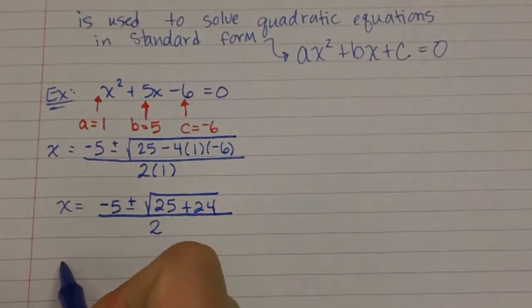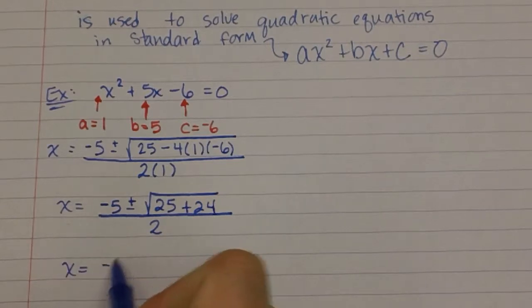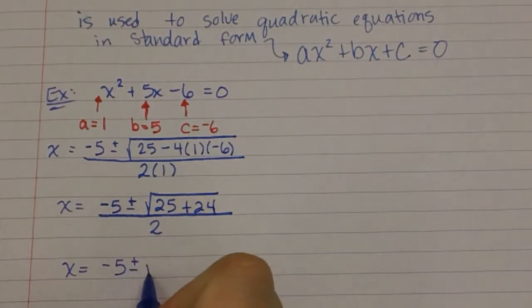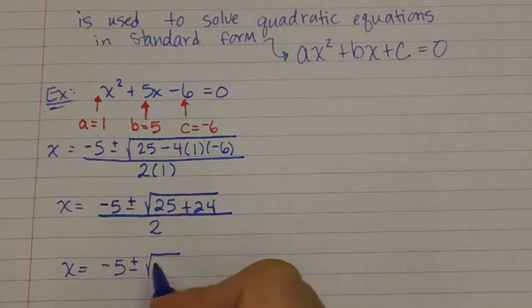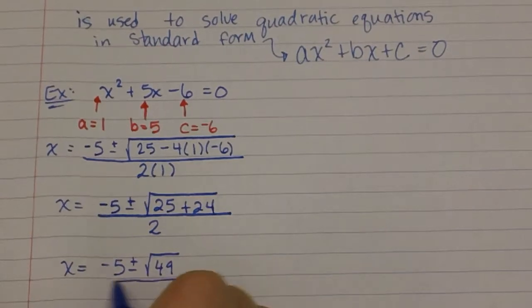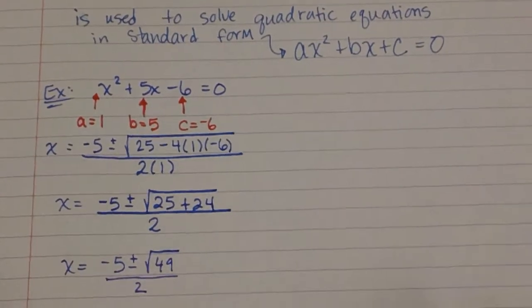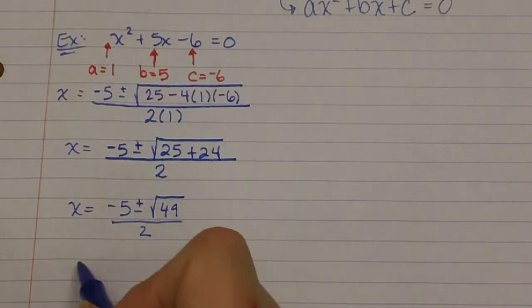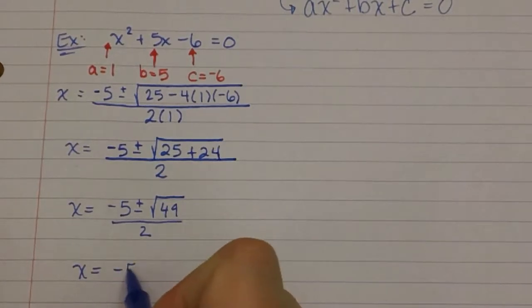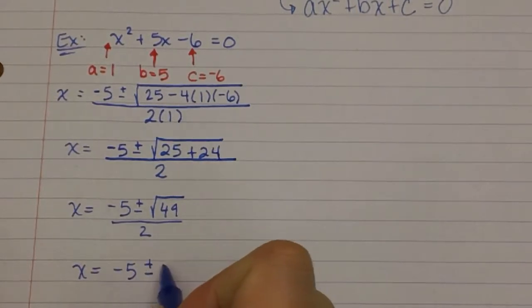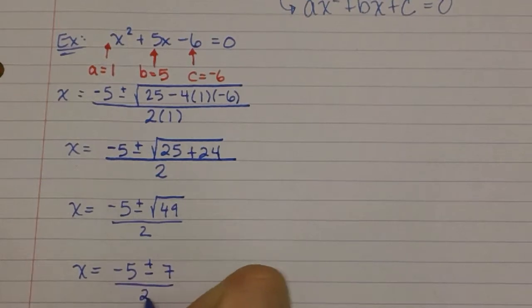And then we're going to simplify the radical. So x will equal negative 5 plus or minus the square root of 25 plus 24, which is 49, all divided by 2. So x equals negative 5 plus or minus 7 divided by 2.